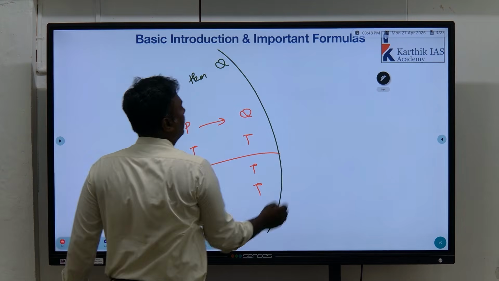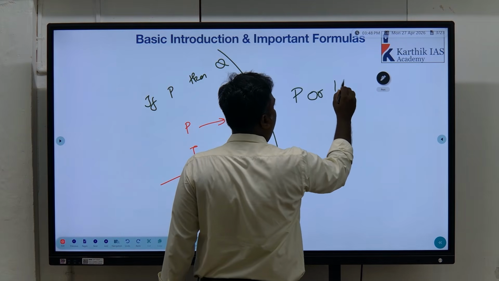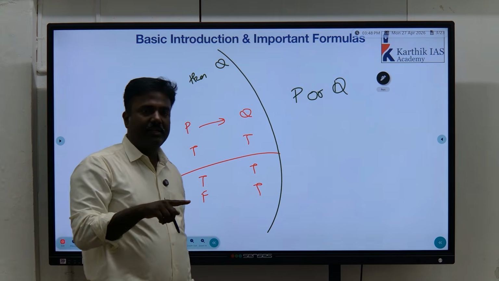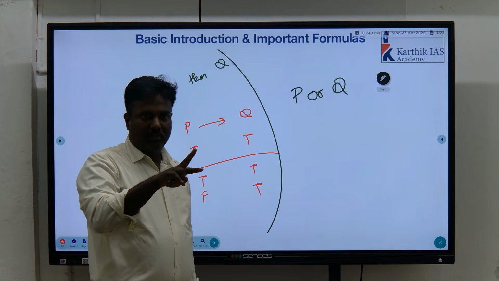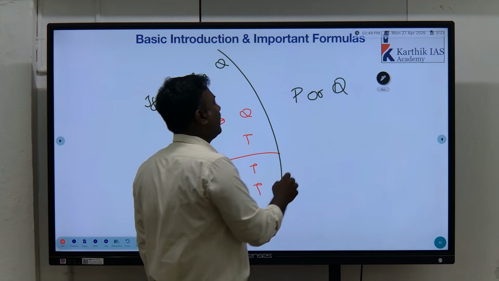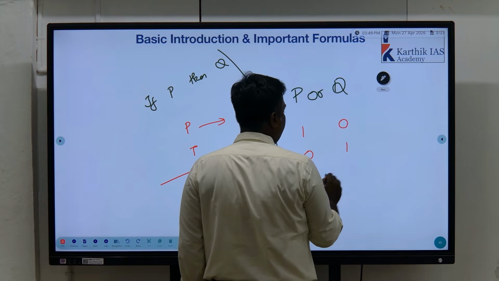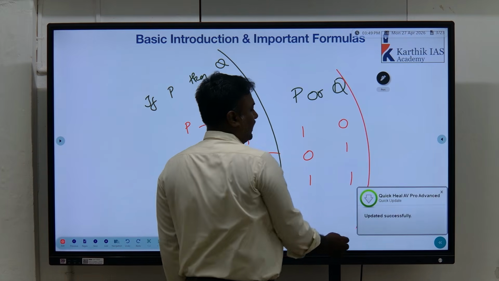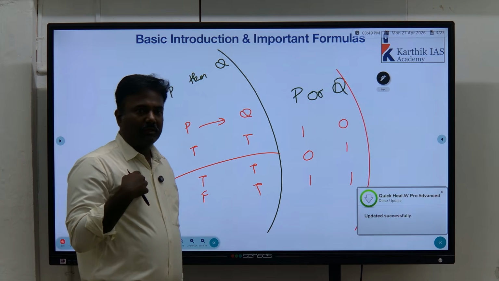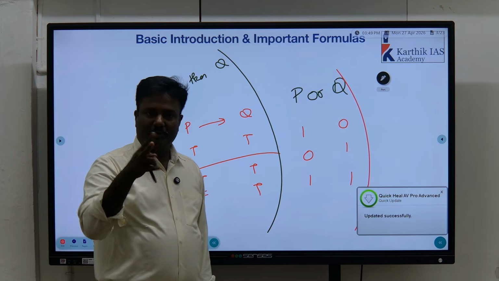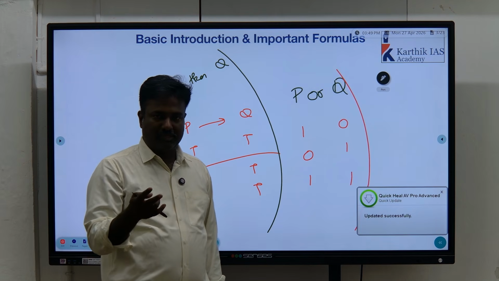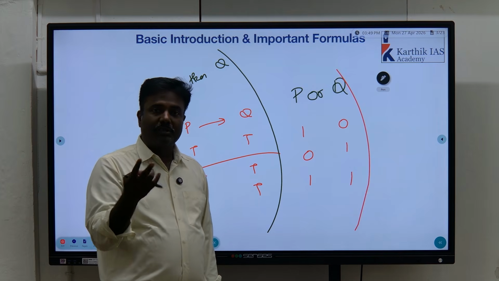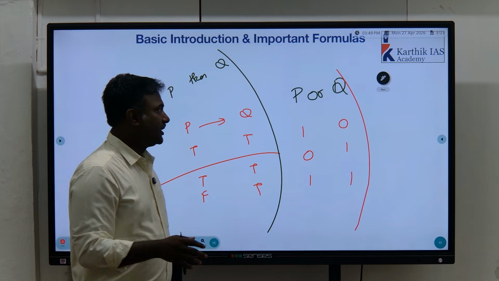Understand? Similarly, P or Q. Normally in the English language, P or Q means P has to be selected or Q alone, either one. But in logical OR, it may be 1 0, it may be 0 1, it may be 1 1. Say for example, I know Tamil language and I know English language. If you know Tamil or English, I can communicate with you. If you know Tamil, I can communicate. If you know English, I can communicate. If you know both, then also I can communicate with you. So that's what logical OR is.